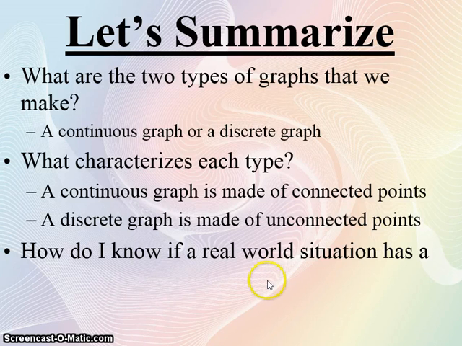So let's summarize what we've learned. We've learned that there are two types of graphs that we can make. We can make a continuous graph or a discrete graph. We also learned what categorizes each type. A continuous graph is made of connected points, whereas a discrete graph is made of unconnected points.